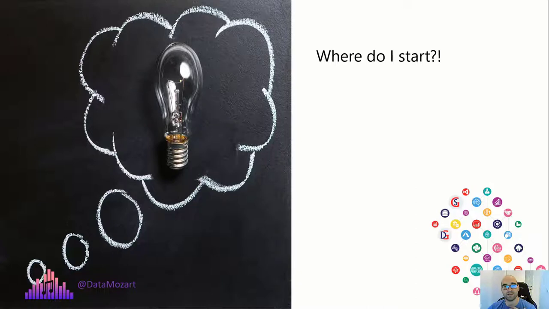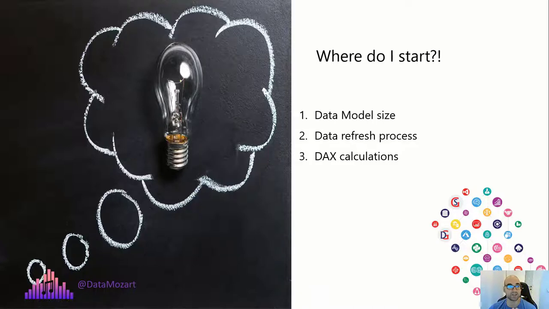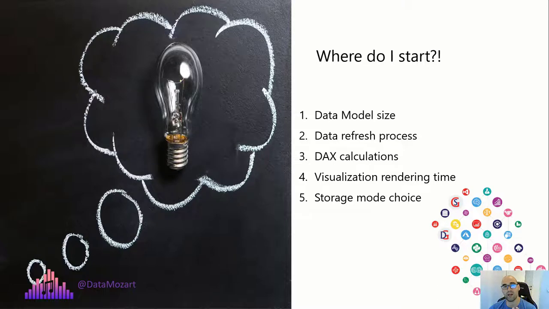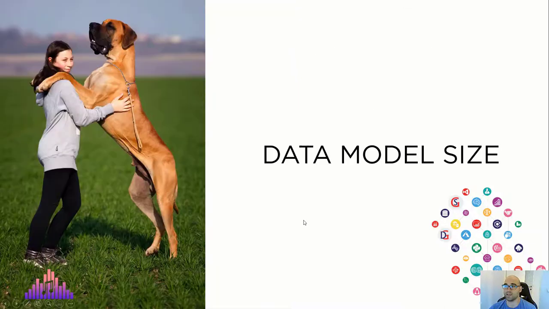That being said, there are at least 5 key areas to examine if you want to improve the performance of your Power BI report. So what are those areas? First one is the data model size. Next, the data refresh process. Straight after that, DAX calculations. Then visualization rendering time. And finally, storage mode choice. So let's go and try to understand each of these areas in more depth, and I will show you some potential caveats and how you can avoid or overcome them. I will also share with you some best practices for getting the maximum performance from your Power BI report in multiple different scenarios.